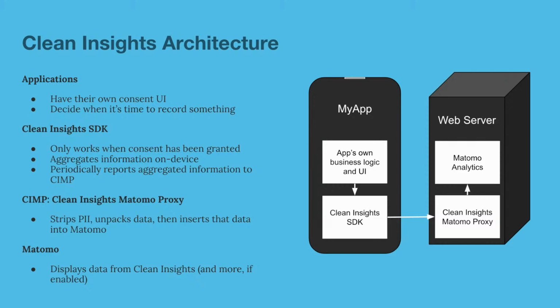To get data there, we pass it through a Clean Insights Matomo proxy. This strips out PII, including, for example, the IP address of the incoming data, unpacks the data, and inserts that into Matomo with correct timestamps. Of course, this data is sent from the Clean Insights SDK. The Clean Insights SDK does things like track whether or not consent has been given before it records any data, and aggregates all the data on device before sending it in one lump over to the Clean Insights Matomo proxy.